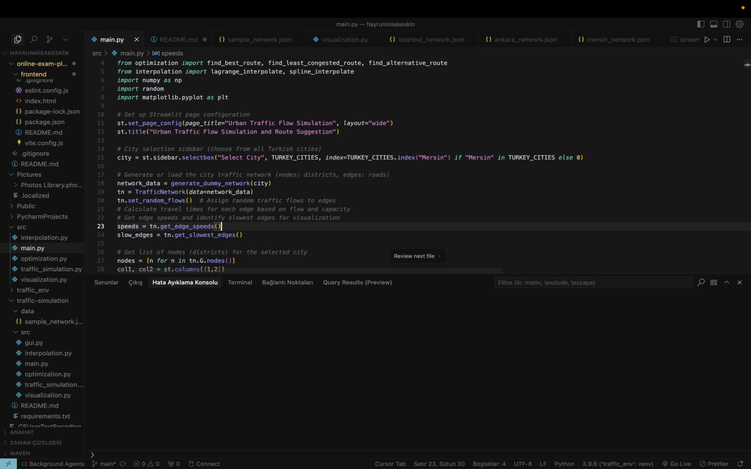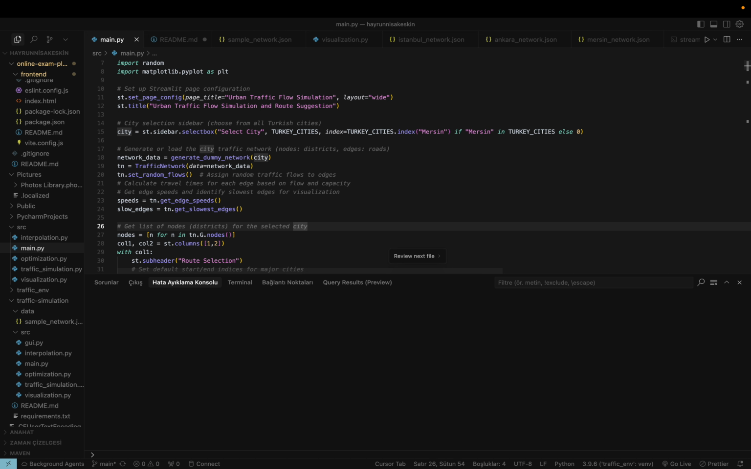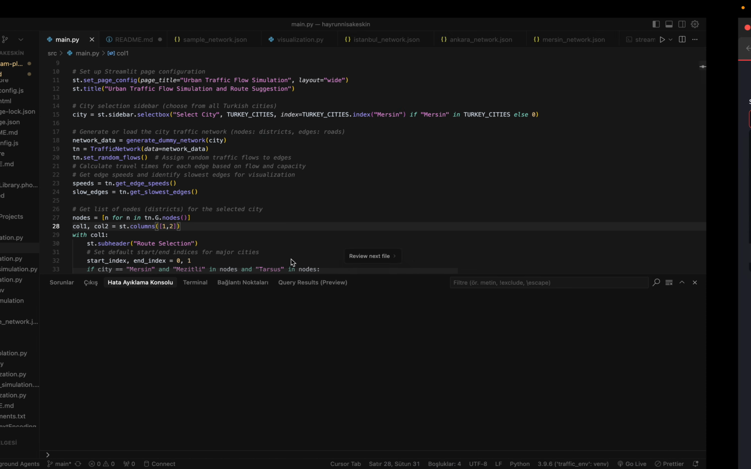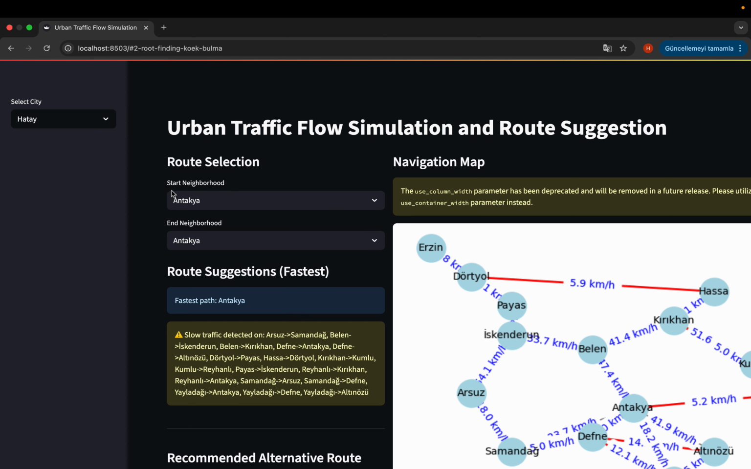Speeds equal tn.get_edge_speeds, slow edges against lost edges. And then get the list of nodes, districts for the selected city: nodes in tn.graph.nodes. Then col1 and col2 columns with subheader route selection, and set default start and end indices for major cities.